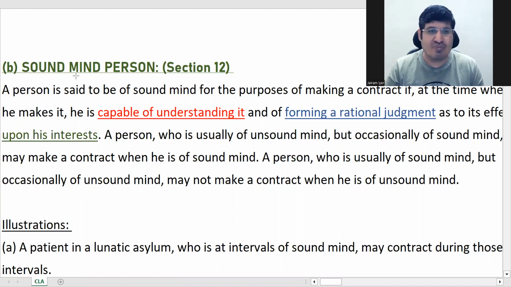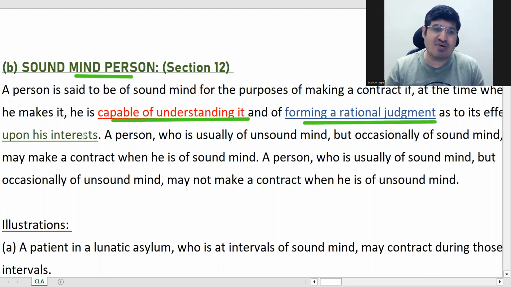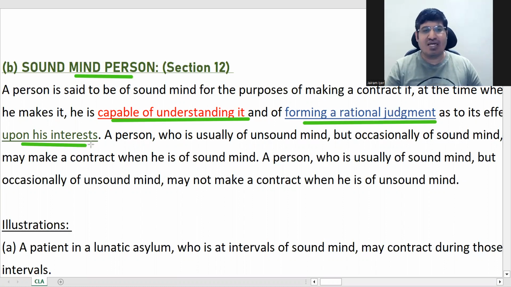So what is a sound mind person? A person is of sound mind if he is capable of understanding it and forming a rational judgment as to its effect upon his interests. So two things are required. One is he is capable of understanding it. He's understanding it and he's also able to understand what effect it will have on his interest. Then he is a sound mind person.